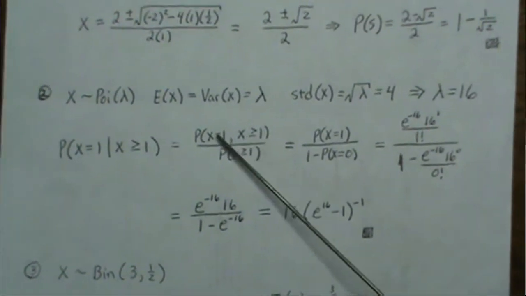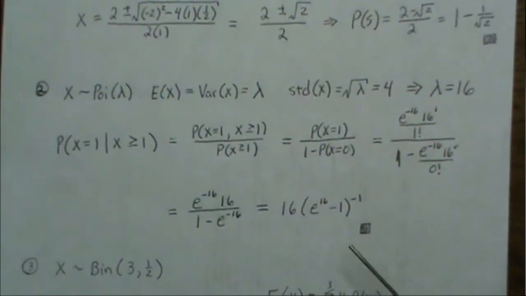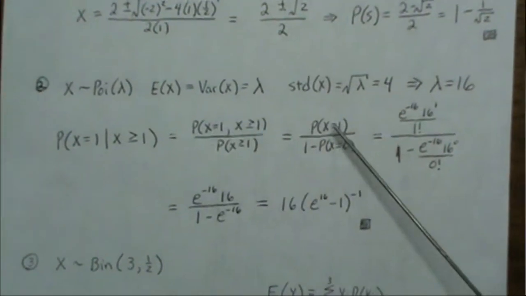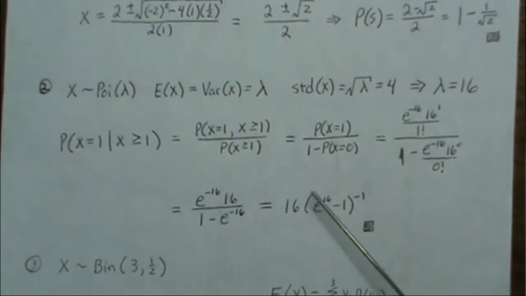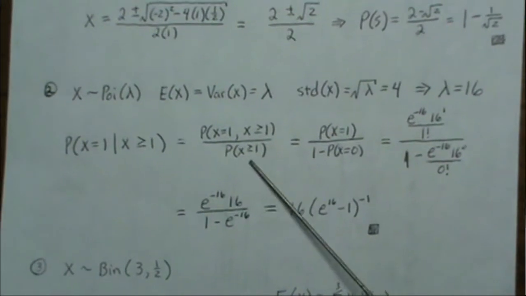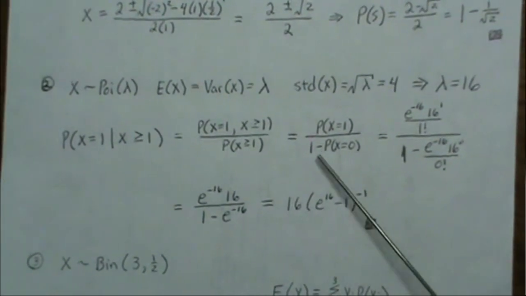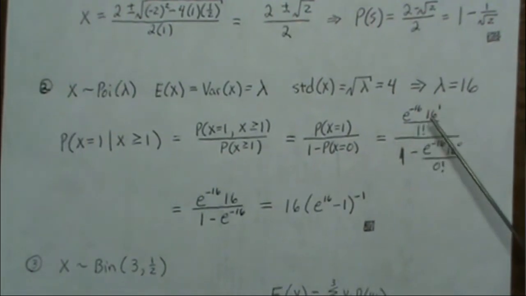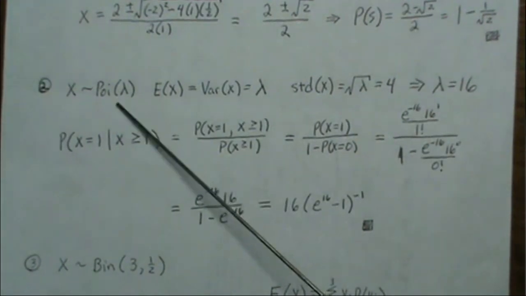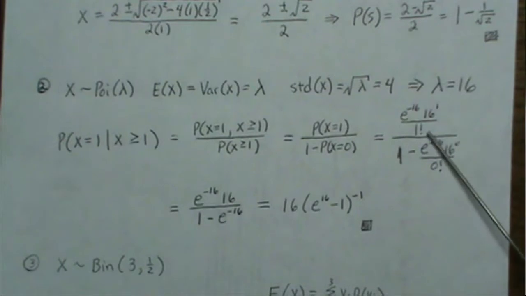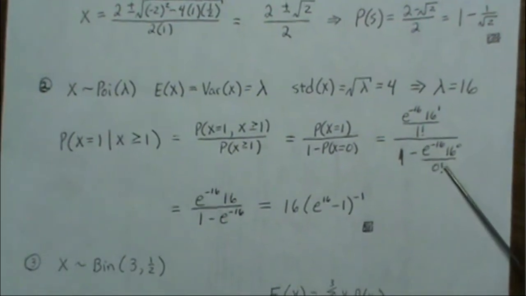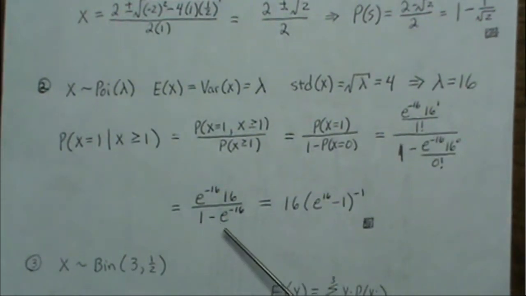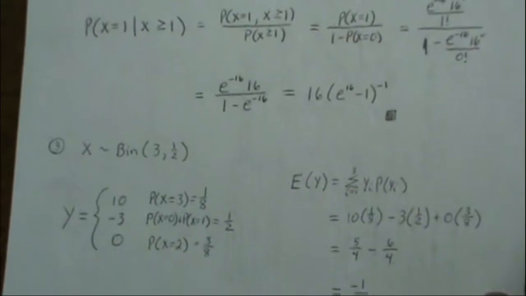For the joint, both of those have to be true, and the only way for that to be true is that X is equal to 1. We change the greater than or equal to 1 to 1 minus the probability that X equals 0. Since we know the Poisson distribution and the lambda parameter is 16, we can plug it in, which simplifies to this, which simplifies to this, to match an answer.